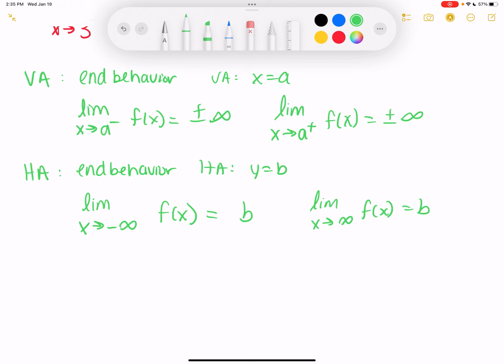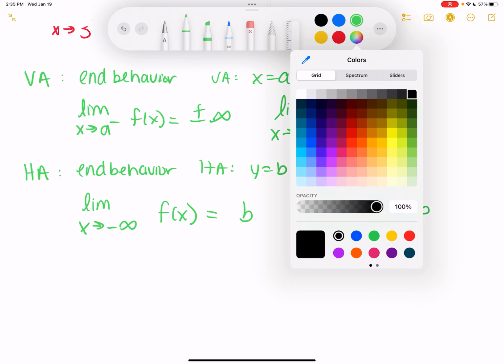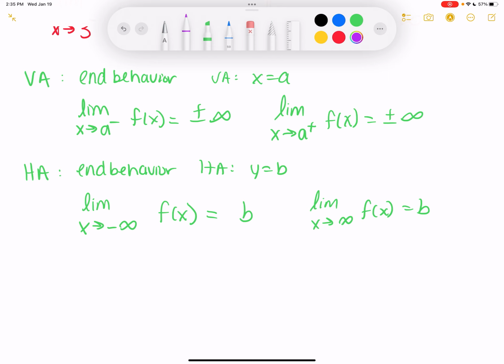All right, so moving on, we're going to look at the graph of a rational function.